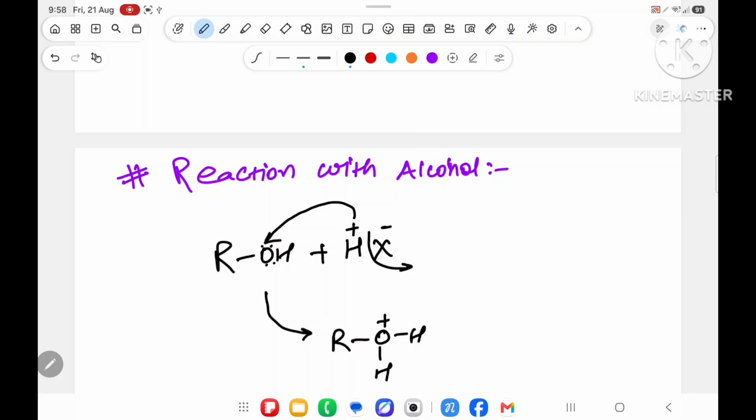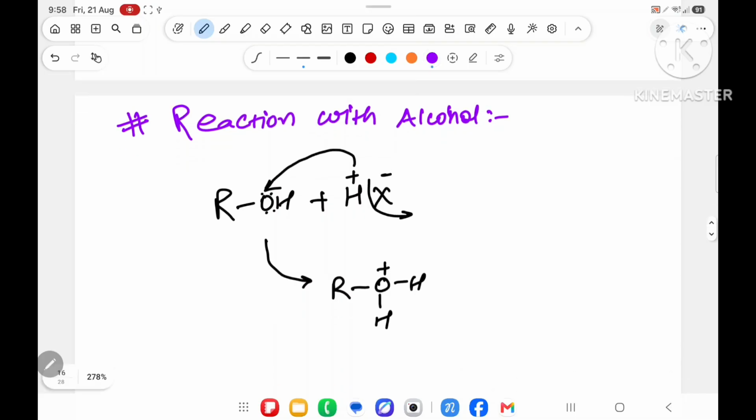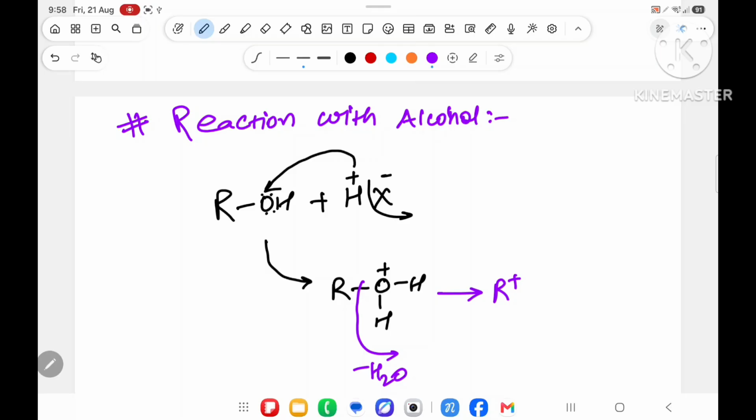As it is getting a positive charge, what will it do? It will try to remove water from here. The water will go outside. After the water goes outside, what will you get? R plus. Once you get R plus, X minus is coming over here, and they will react and after reacting they will form RX.